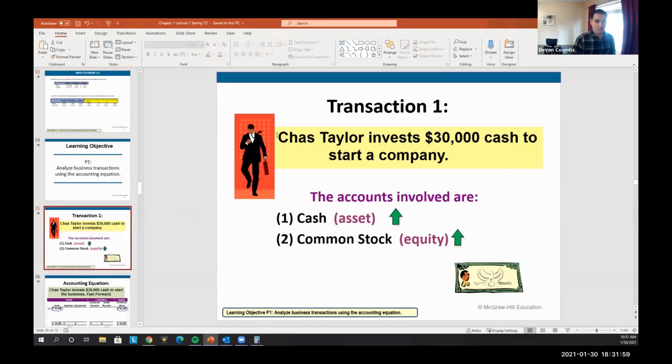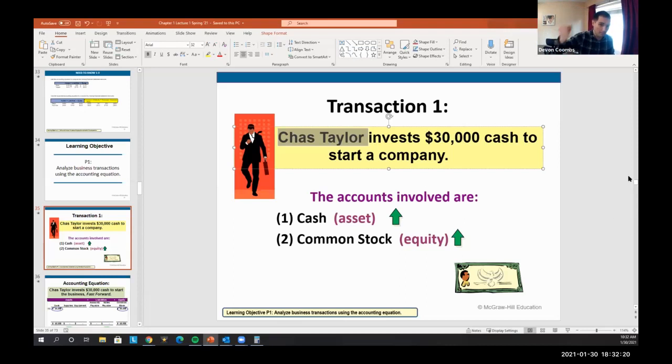So let's walk through a business. Let's say Chaz Taylor wants to invest $30,000 to start a company. First, remember the economic entity principle. Chaz is different than his business, right? Chaz is different than his business. So Chaz wants to invest $30,000 into his company. He's taking money out of his pocket, putting it in the company.